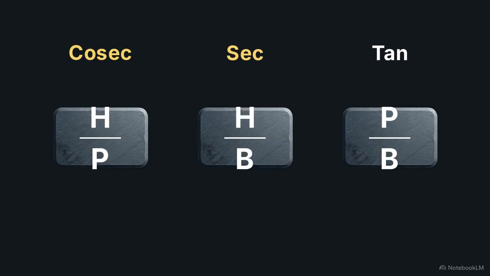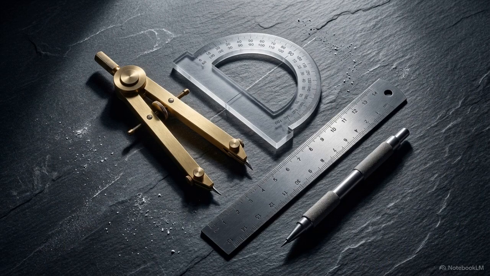For secant, flip your cosine fraction to get hypotenuse over base. And for cotangent, flip your tangent fraction to get base over perpendicular. By using these 3 primary fractions and their inverses, you have every tool needed to define the properties of this triangle. Let's apply this to a triangle where the perpendicular side is 5 and the base is 12.